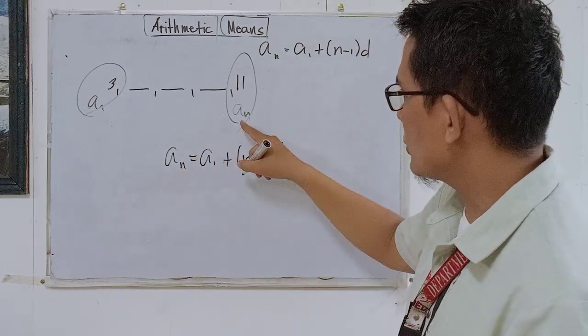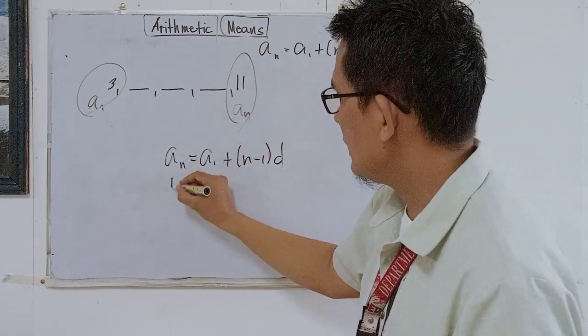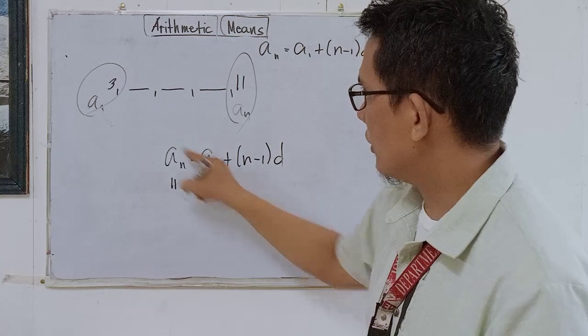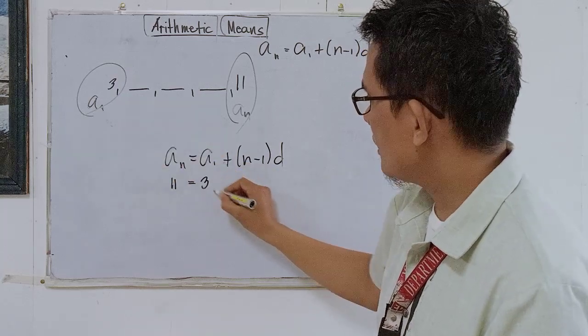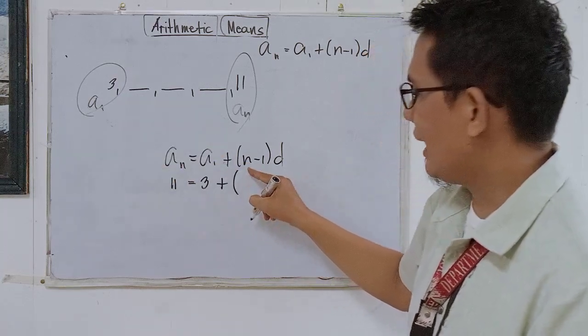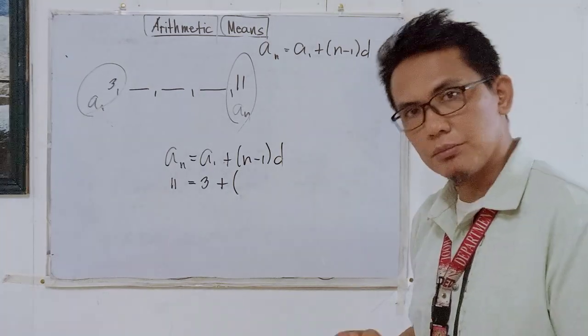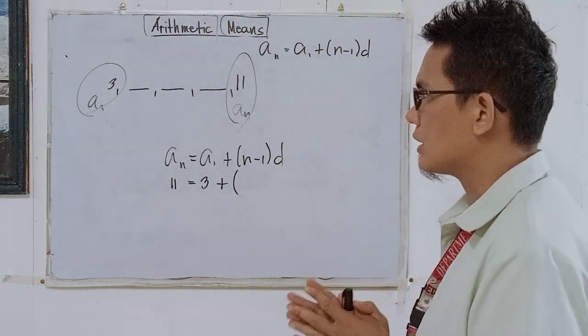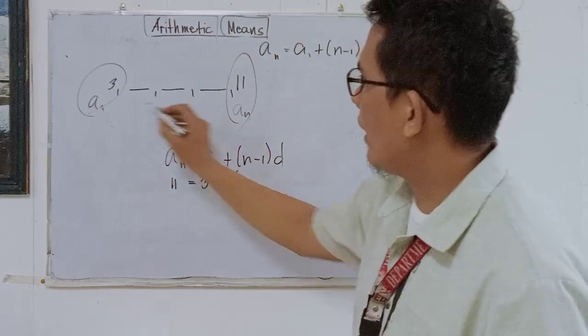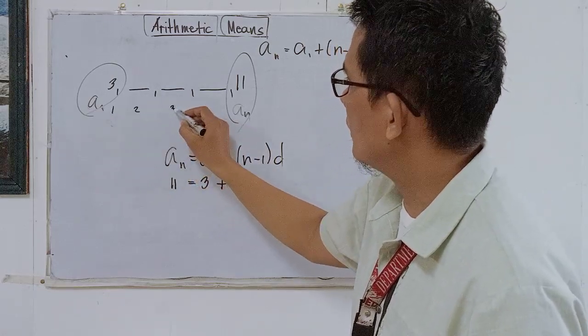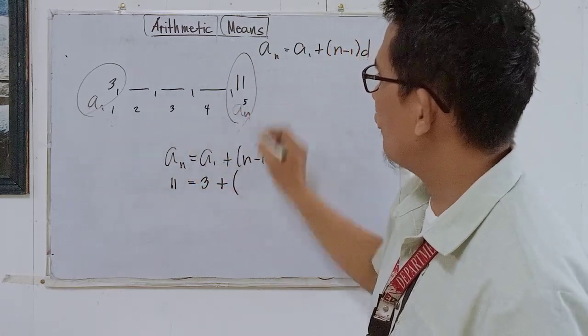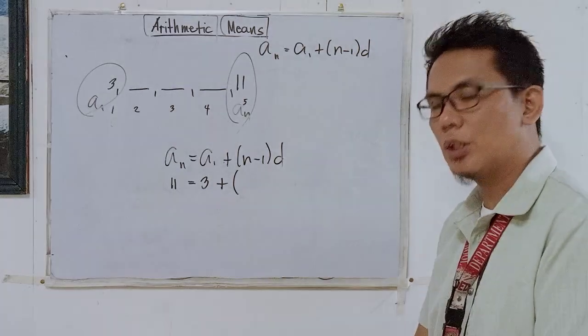We have information that our last term is 11. Our first term is 3. Then, our n is the number of terms we can identify in a given sequence. How many terms are there? We have first, second, third, fourth, and the fifth terms. Therefore, we have 5 terms all in all.